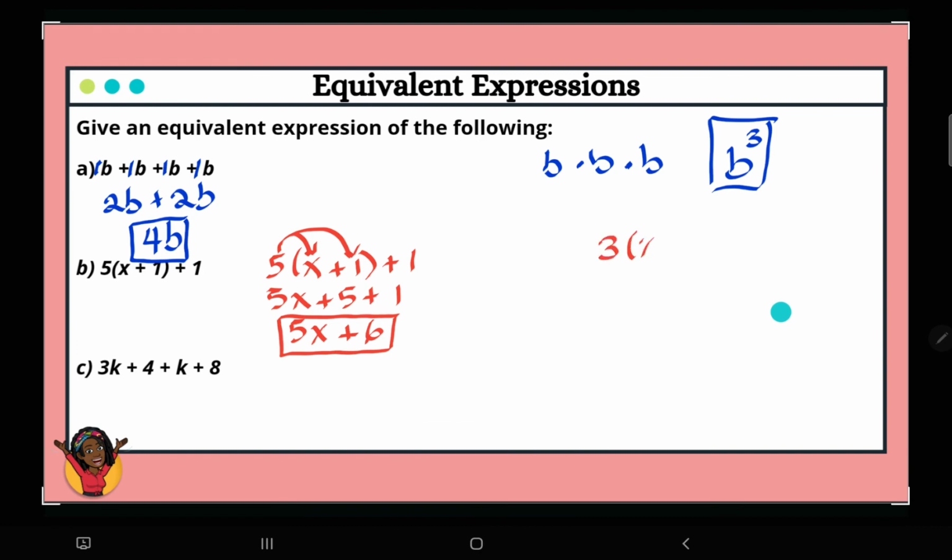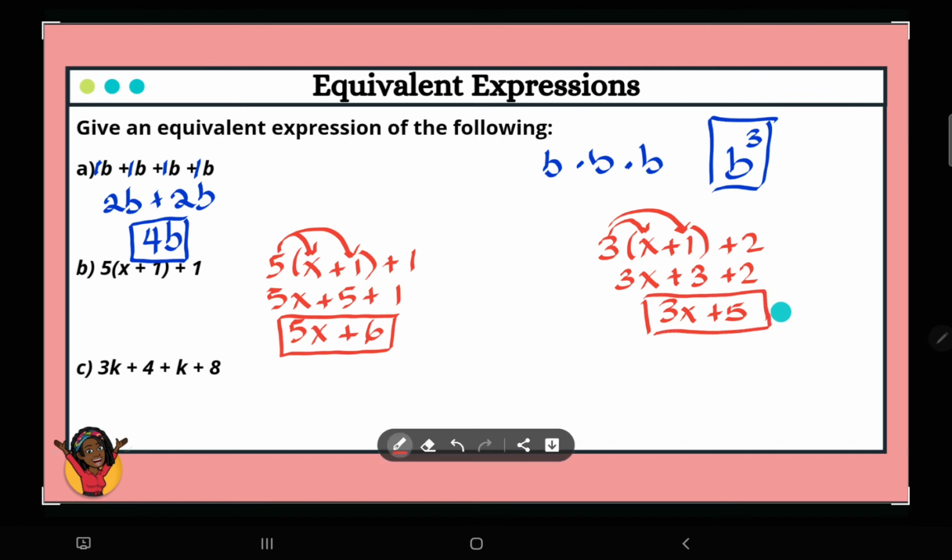What about 3 times x plus 1 plus 2? It's the same process. I'm distributing through to everything in the parentheses. You would not distribute the 3 to the 2 over here because it is outside of the parentheses. 3 times x is 3x. 3 times 1 is 3, and then I bring down my 2. Now I'm going to combine my like terms, which gives me 3x plus 5.